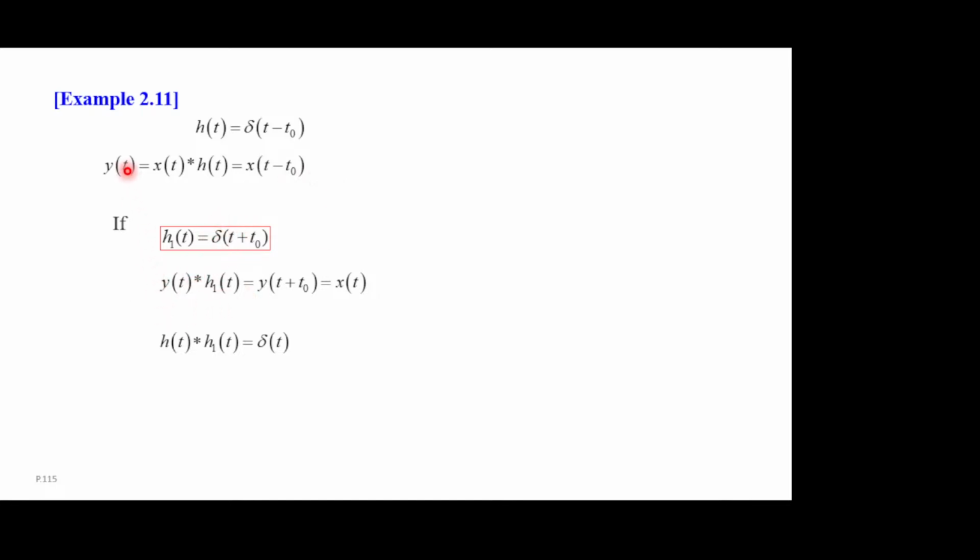So if you have y convoluted with h1, then we time shift this back to y of t plus t naught, which will equal x of t. And you can also check that if you convolute those two delta functions together, you get back the delta function with no time shift.